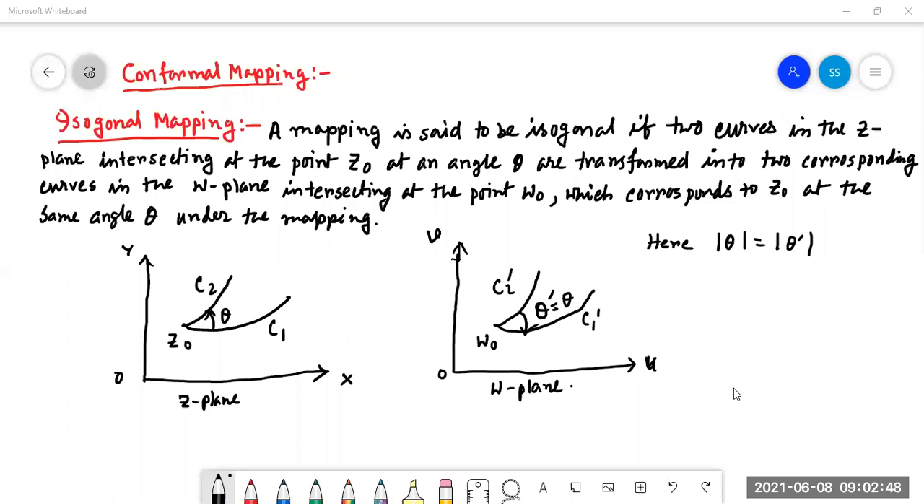So we are going to conformal mapping. To find out the conformal mapping, at first we have to know what is the isogonal mapping. A mapping is said to be isogonal if two curves in the z plane intersecting at the point z0 at an angle theta are transformed into the two corresponding curves in the w plane intersecting at the point w0, which corresponds to z0, at the same angle theta under the mapping. Then the mapping is called isogonal. Here the pictures are given for the z plane and for the w plane also.